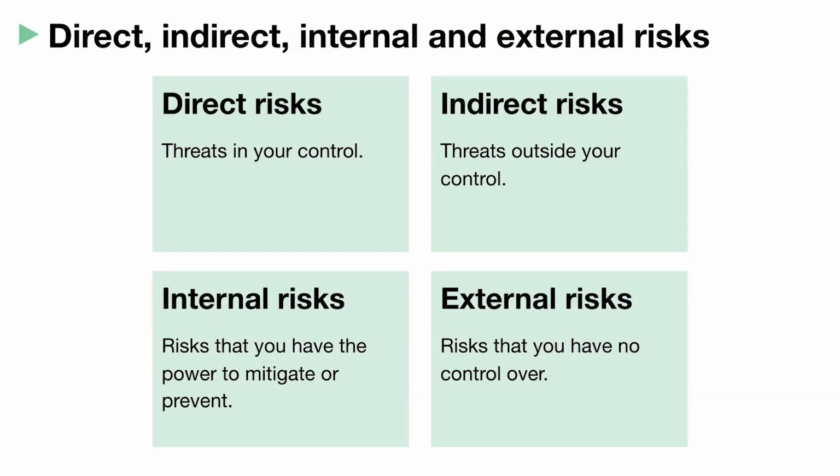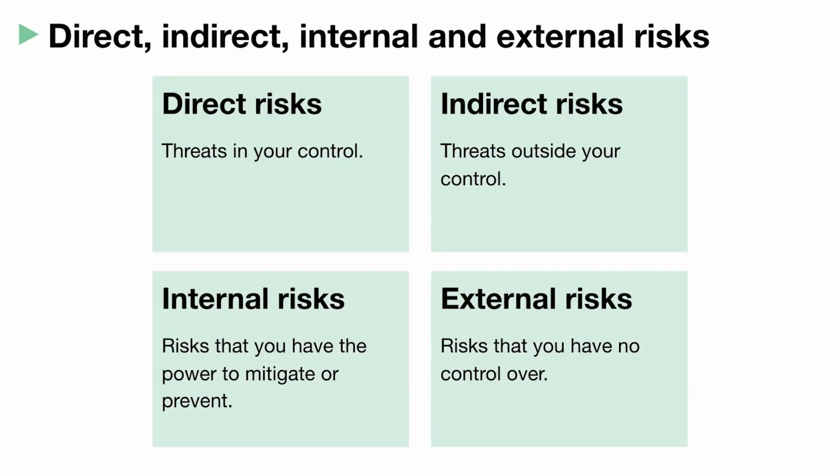Direct threats are in your control. A direct internal risk might be your IT systems failing. You can influence this through backups and training. Indirect threats are outside of your control. An external risk might be an electrical storm hitting your town. You can't stop this, but you can plan for how you'll operate if it happens.